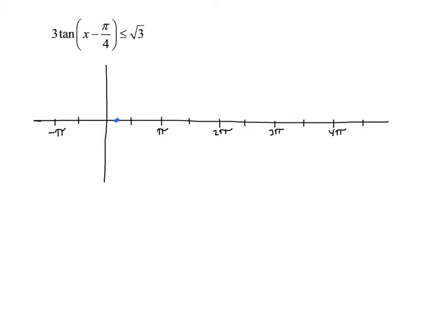And the period is, what is the period? Pi over 2, so we're actually going to have asymptotes here and at that negative pi over 4 here. So normally this would go from here to here, going through that 0, but because we've shifted it all to the right by pi over 4, it's going to do this.